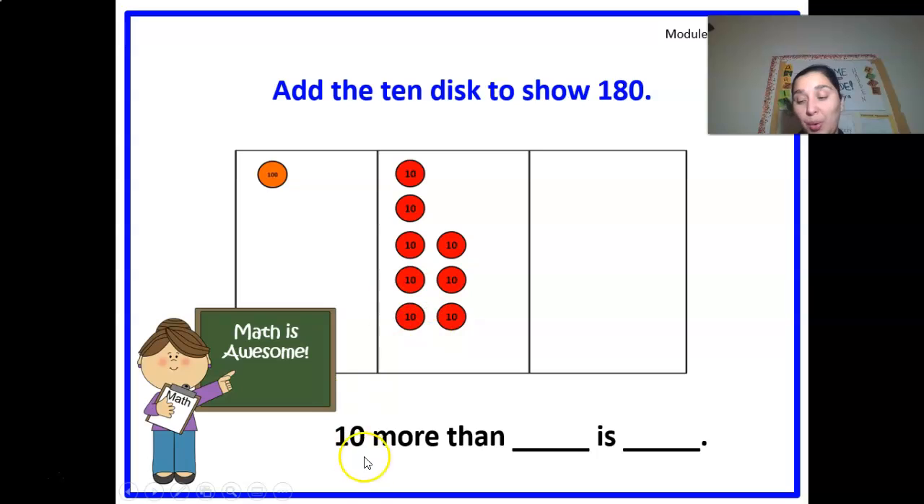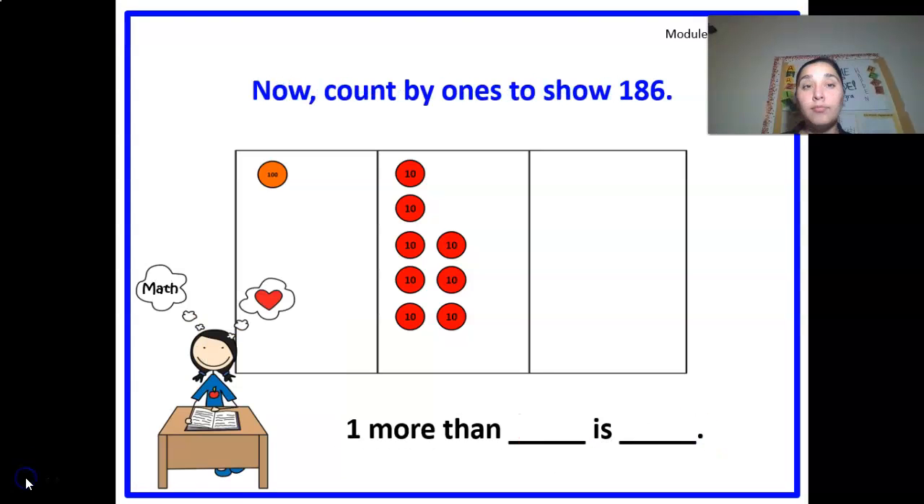So we're going to use our sentence frame to answer this. 10 more than, remember I had 170, is 180. Now we're going to count by ones to show 186. Are you ready? This is 180, and here we go.